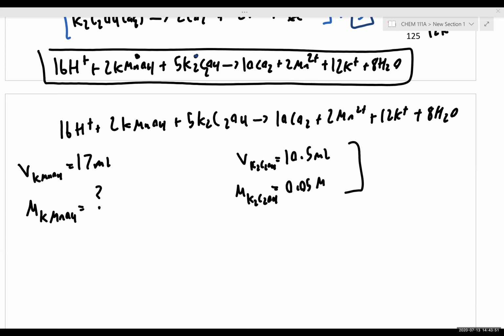We'll discuss this example in another 3 to 4 minutes. I'd like to see a few responses in the chat with a few proposed solved concentrations of potassium permanganate. And we'll discuss this example momentarily.